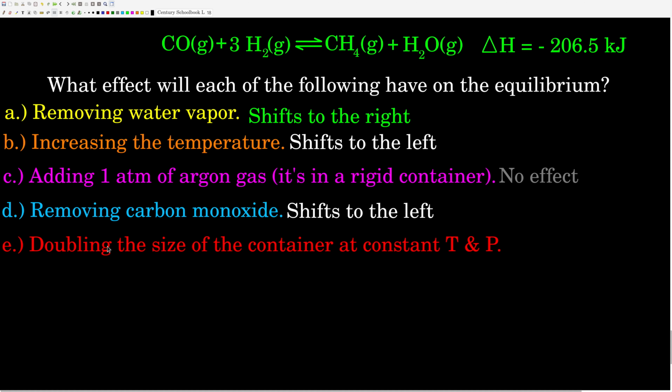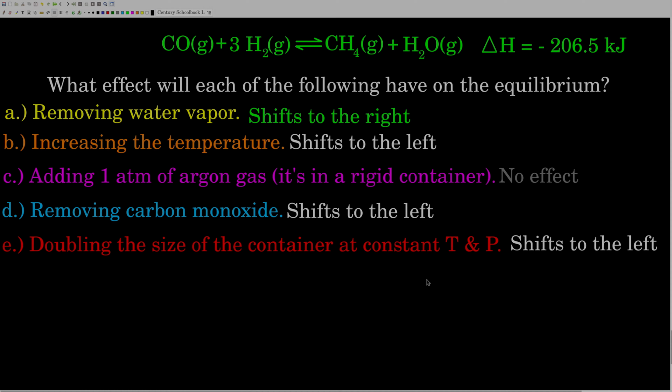And if we double the size of the container, so we're increasing the volume at constant temperature and pressure, well, we have 2 moles of gaseous products. 3 plus 1 is 4 moles of gaseous reactants. It will shift to the side, as we increase the volume at constant temperature, to the side with more gaseous species, so it'll shift in this case to the left. And that's all there is to it, guys.